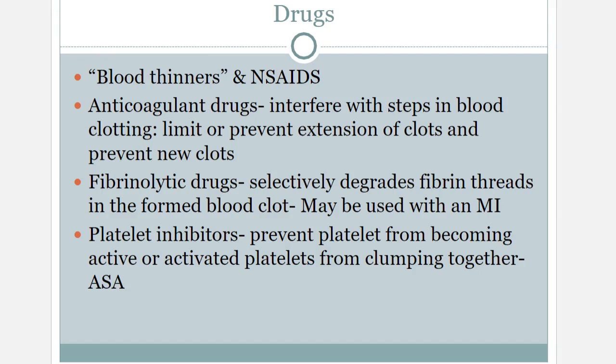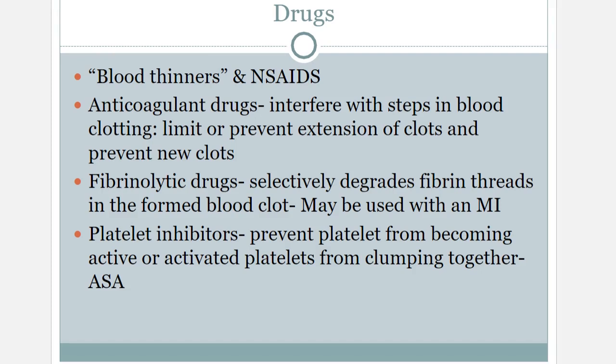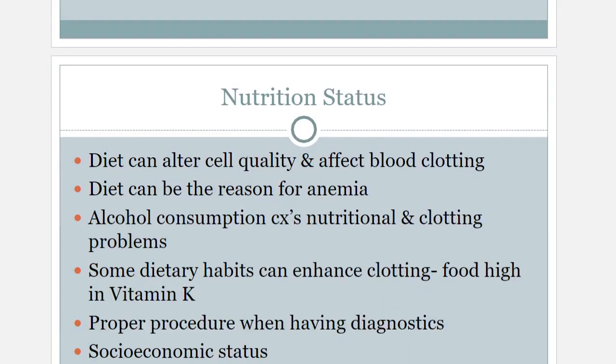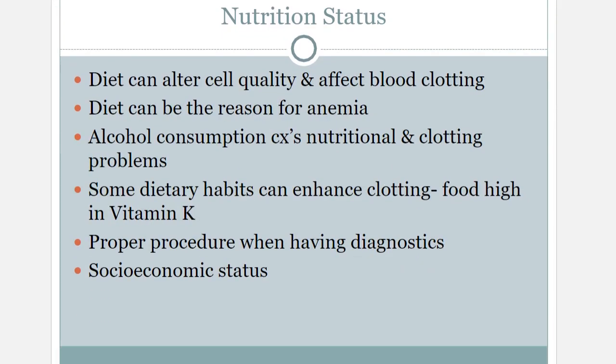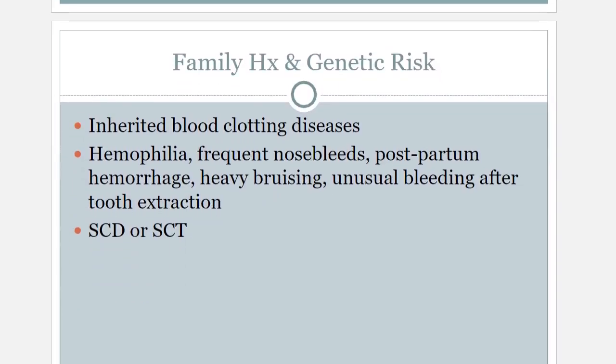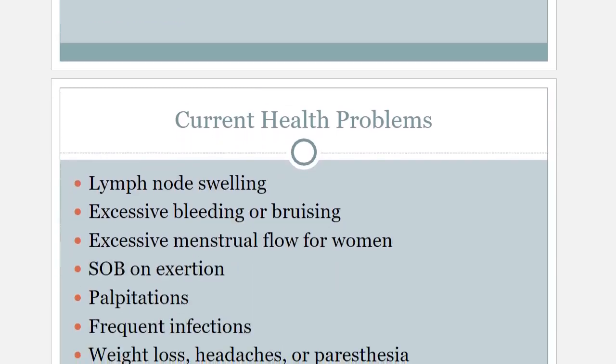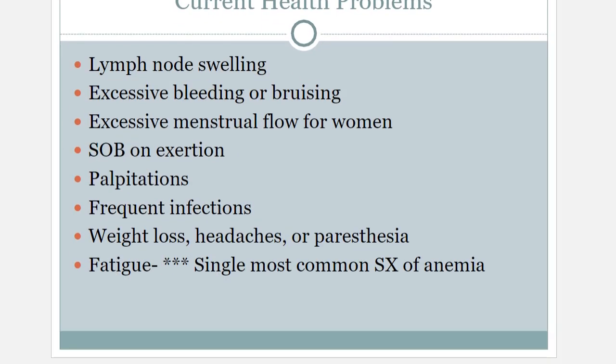All right, so that's just a little recap of the assessment of our patients who have possible hematological problems, looking at dietary problems, and then definitely family history and genetic risk. And what is your patient's current health problem? Is there any lymph node swelling, excessive bleeding or bruising, excessive menstrual flow for women, shortness of breath on exertion, palpitations, frequent infections, weight loss, headache, or paresthesia? And again, the single most common symptom of anemia is, of course, fatigue.